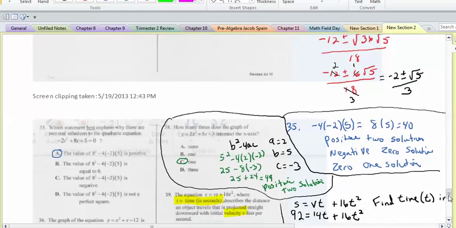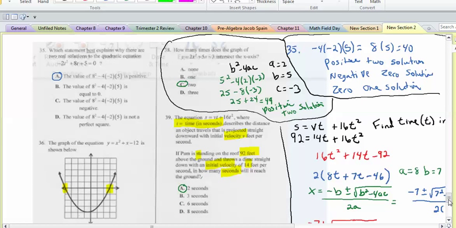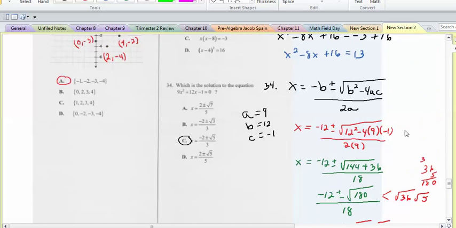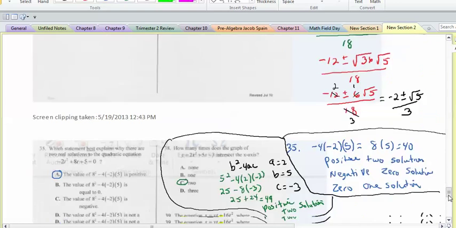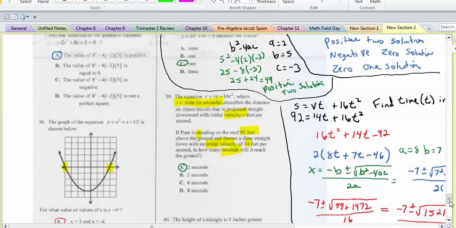Okay, we're almost done. It's not as fast as I wanted it to be. Okay, 35. So if I look at 35 over here, I did the math. I multiplied. I got positive 8. 8 times 5 is 40. If you get a positive answer, it's 2 solutions. A negative answer, there's 0 solutions. And a 0 answer, it's 1 solution. That's using the discriminant of the quadratic formula. So right here, we use that to find out how many solutions or how many roots there are in a quadratic equation.